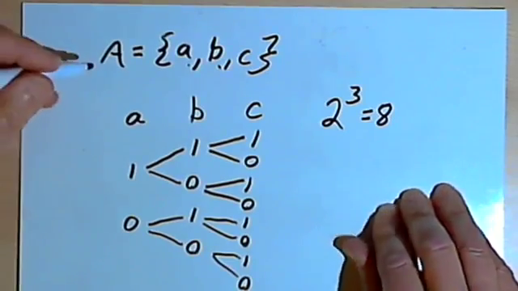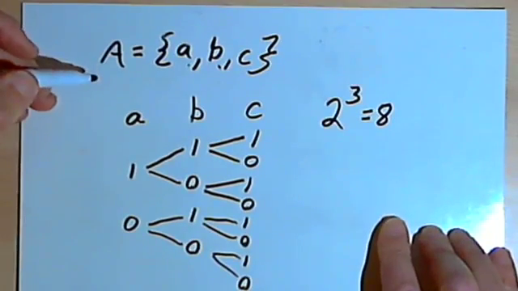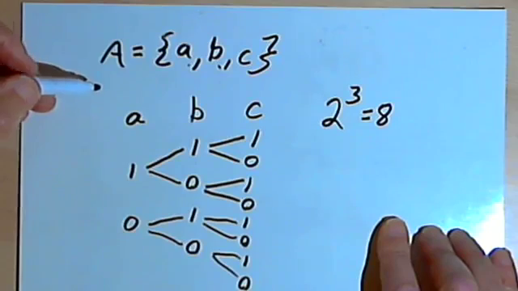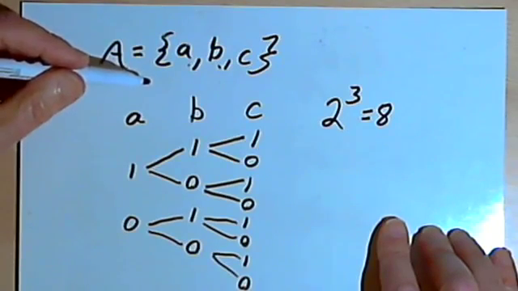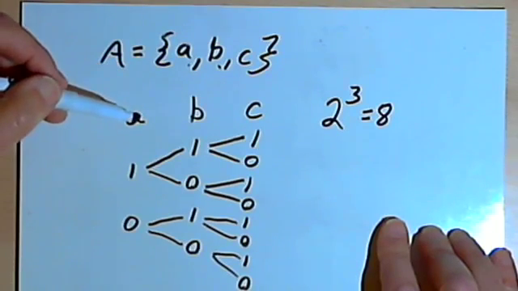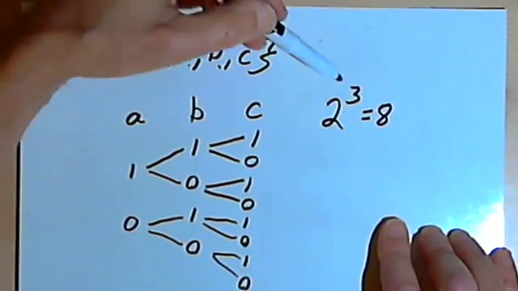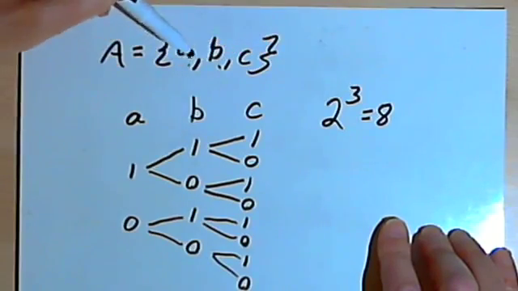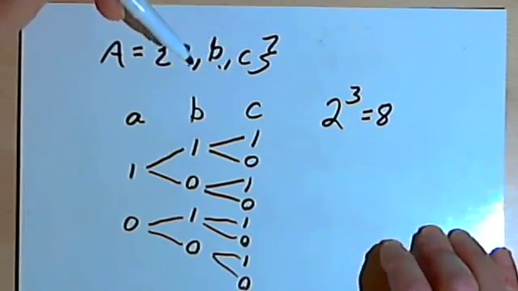Okay? So basically, if you want to find the number of possible subsets for a given set, all you do is take the number 2 and raise that to a power which is the same as the number of elements in that set.